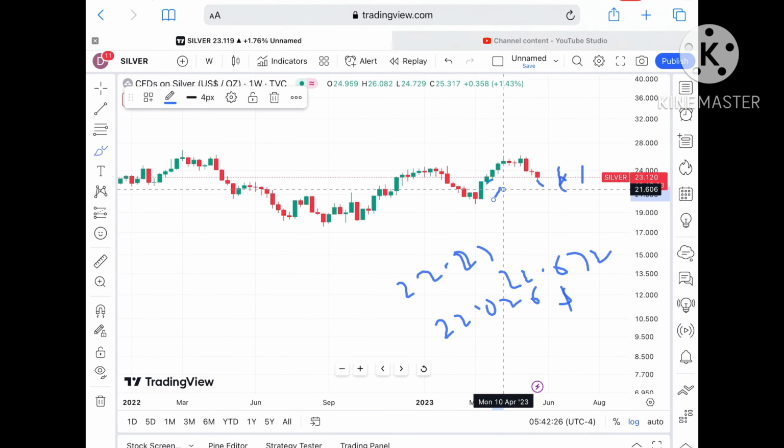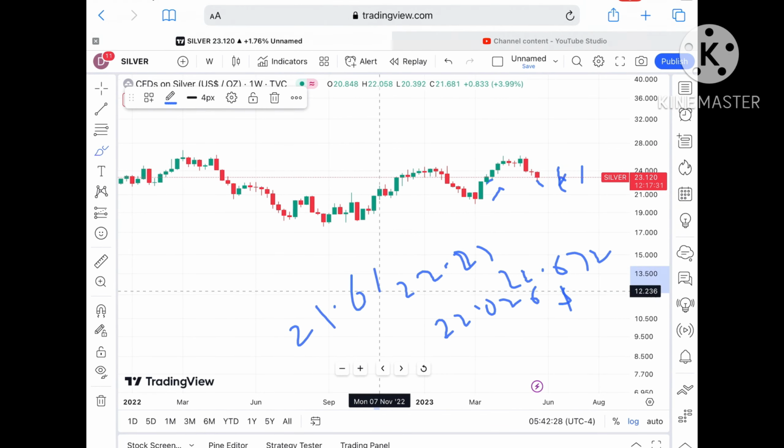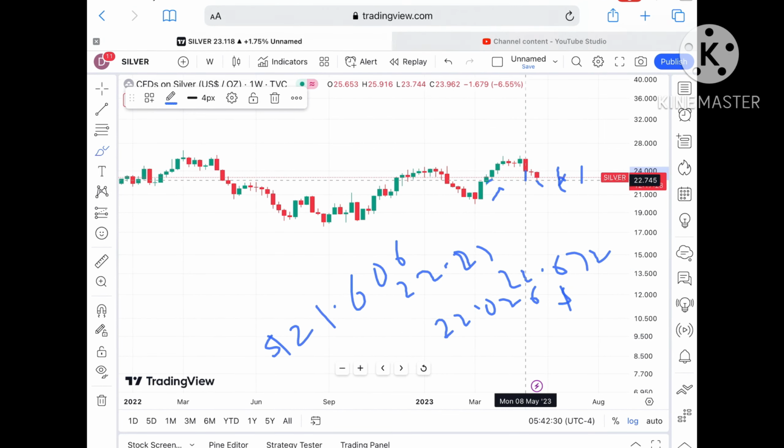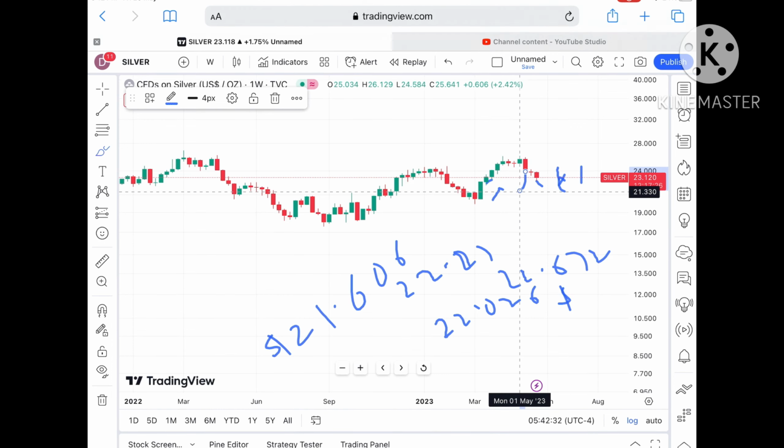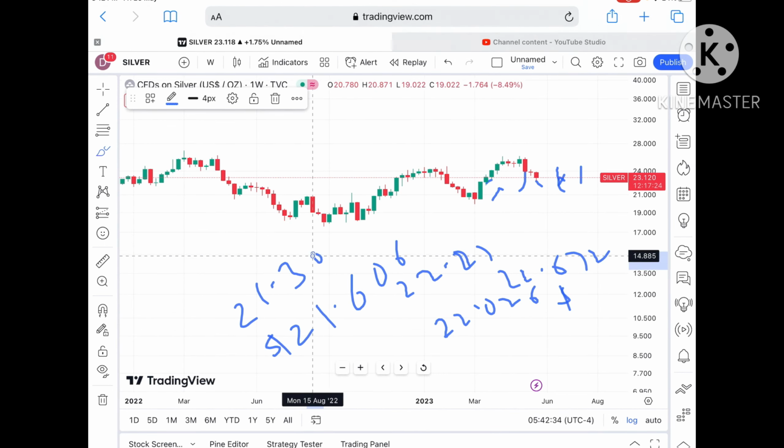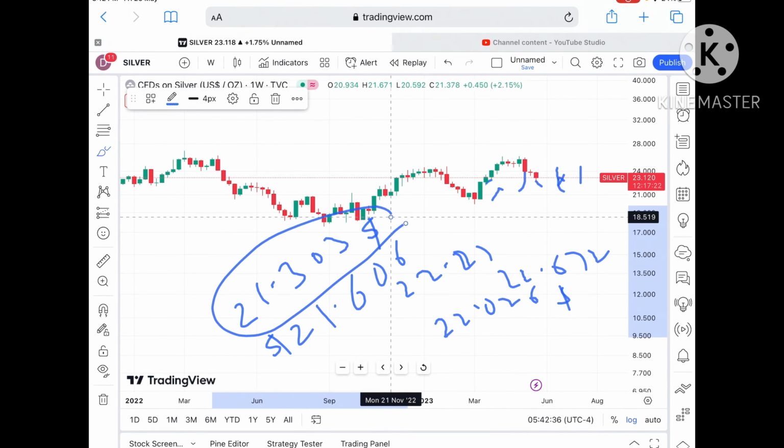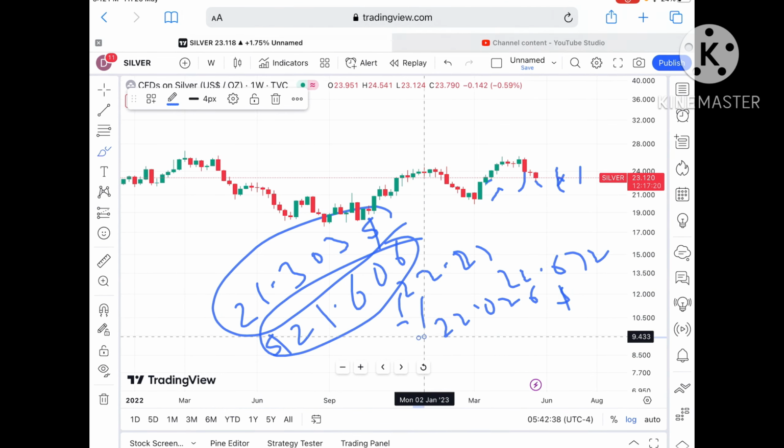If the price falls below that level, then the chances of touching 21.606 will be there, and if the price falls below that particular level, we can see it touch a level of $21.303. And if that falls, then we can see it go further down.